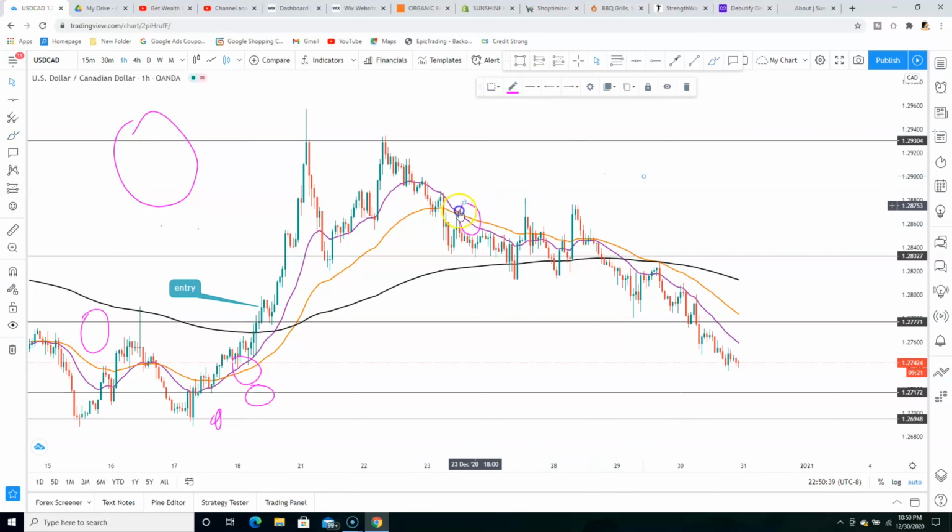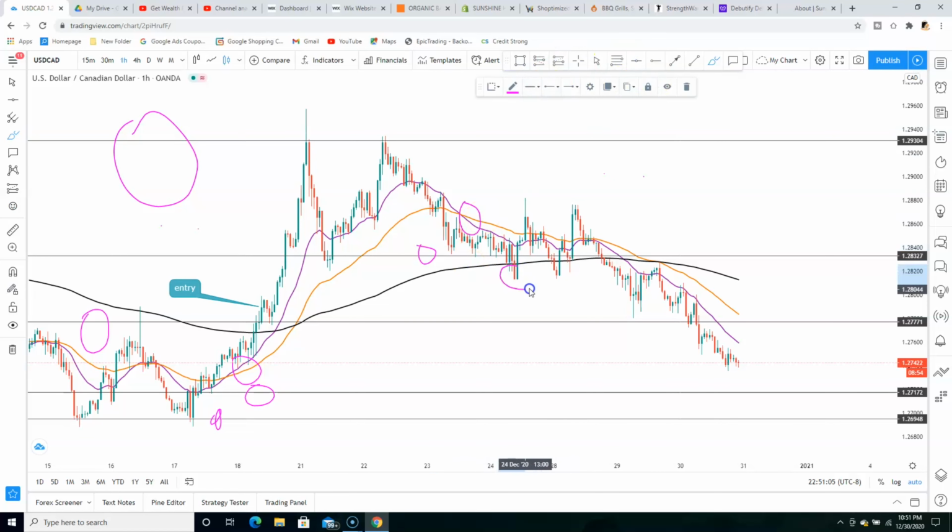The cross happened right here, but we have a support zone right here. We have a support zone right here. So you have to wait to see if price is going to break the support zone before you get in. You have to wait. And as we can see, it broke it right here.